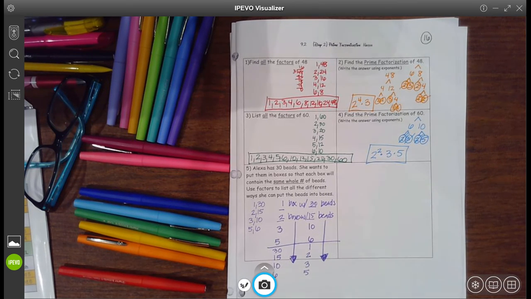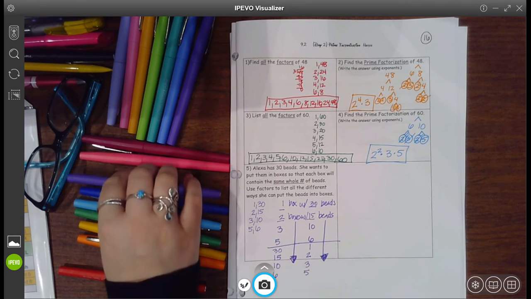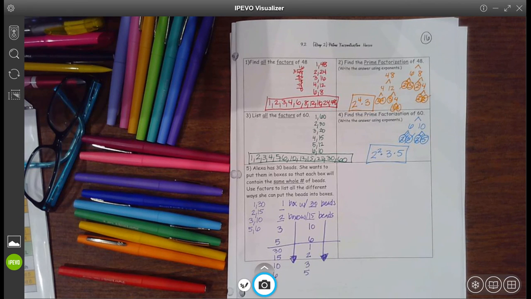All right, if you got all those right, congratulations, my little mathematicians. If not, go ahead and review it, try these again, and good luck. We have now mastered prime factorization.